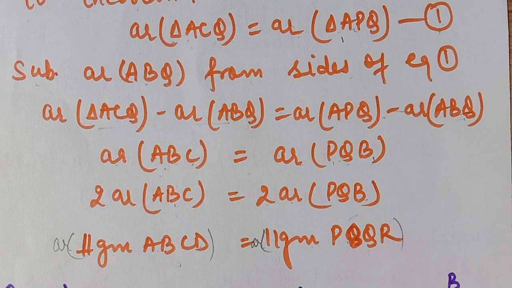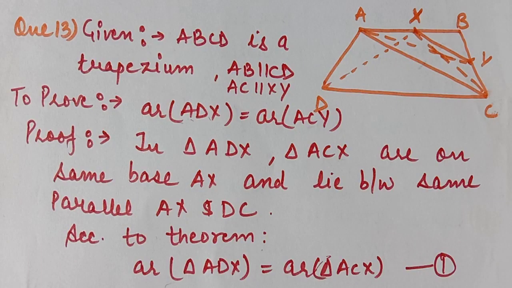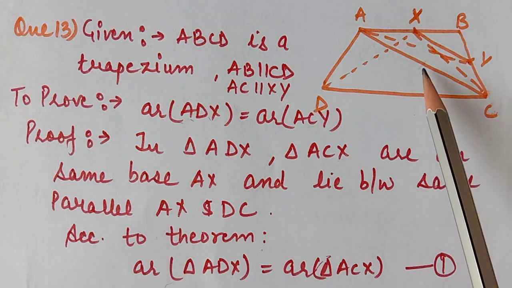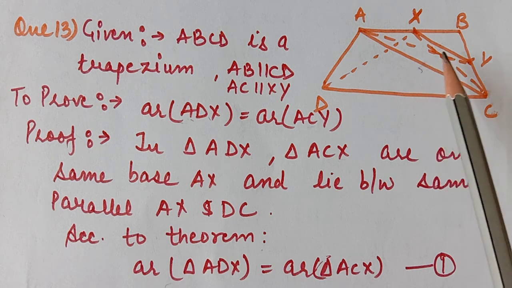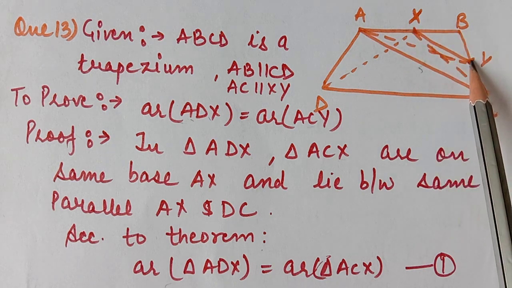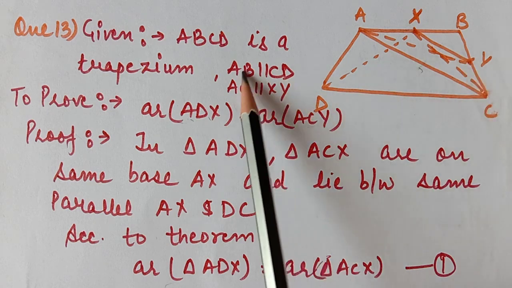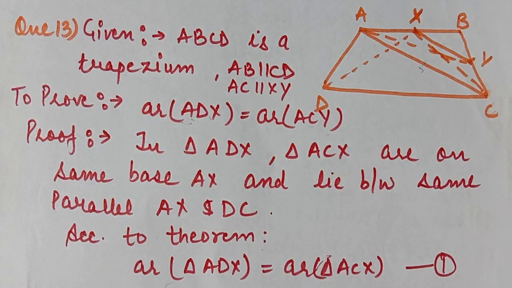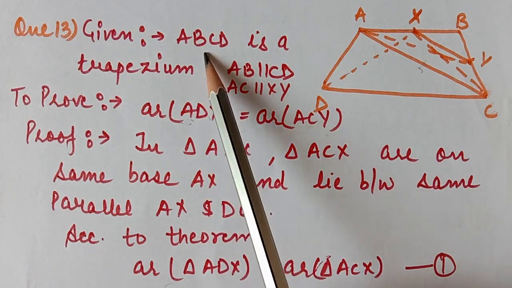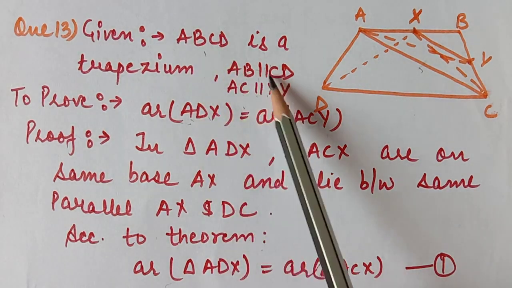It is proved. Question number 13 is also very important. The question is: ABCD is a trapezium in which AB is parallel to DC, and a line parallel to AC intersects AB at point X and BC at point Y. We have to prove that the area of triangle ADX and the area of triangle ACY are equal to each other. So students, a trapezium is given, and two lines are parallel.